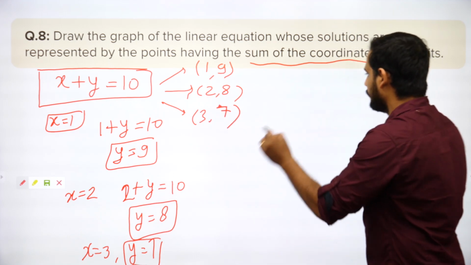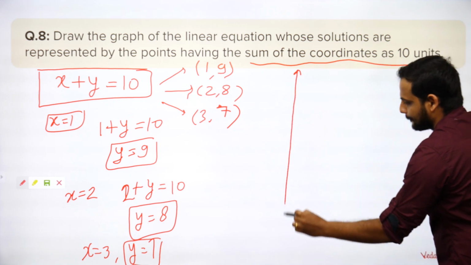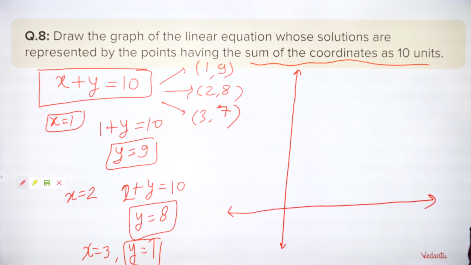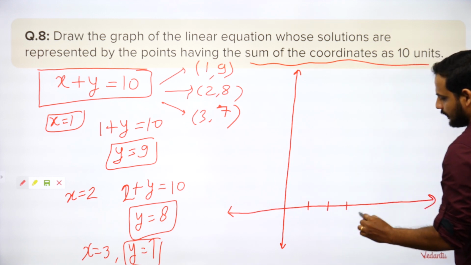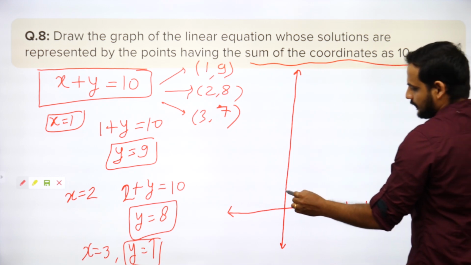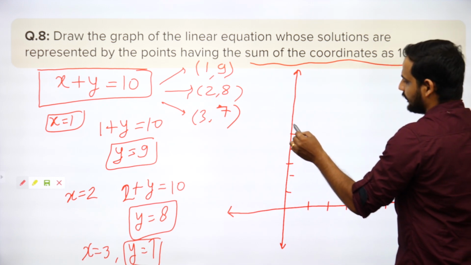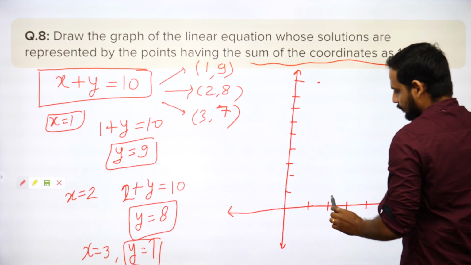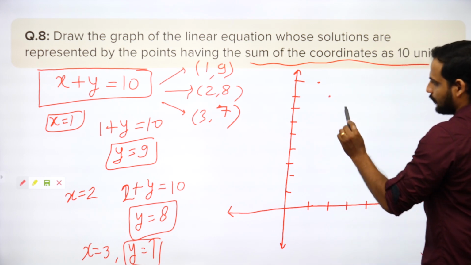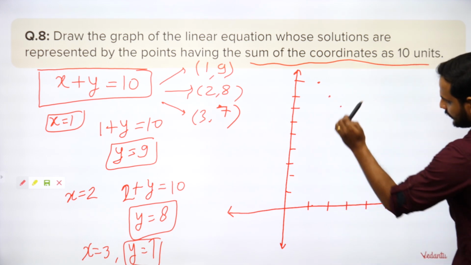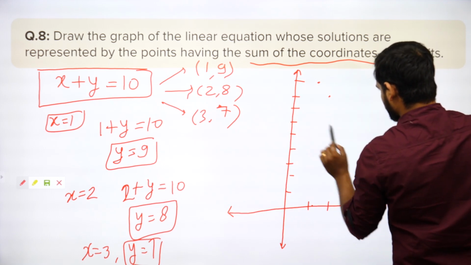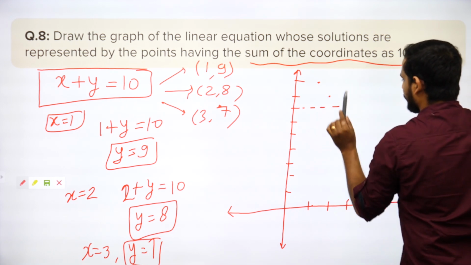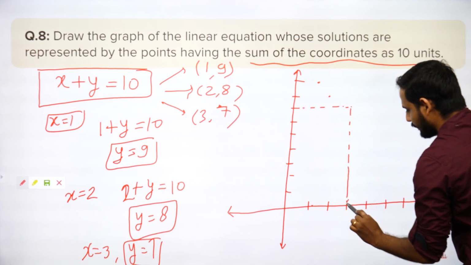Okay, so we have got all our 3 points. Now let us plot them. 1, 2, 3, 4, 5, 6, and then here 1, 2, 3, 4, 5, 6, 7, 8, 9. So (1, 9) is here, (2, 8) is here, and (3, 7) is here. And as you can see, it will be a rough graph, by the way. I'm just drawing it quite roughly.